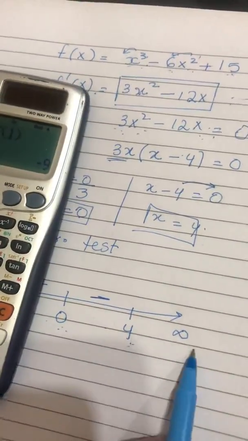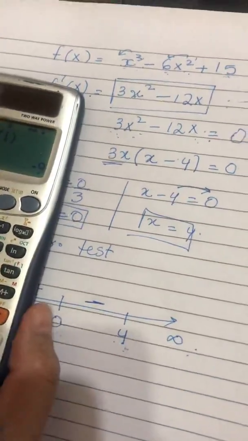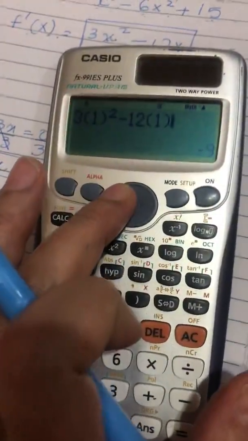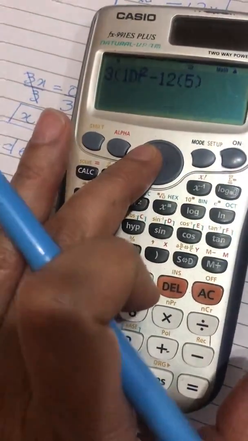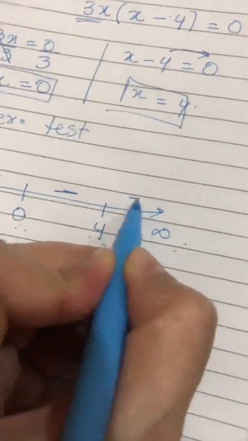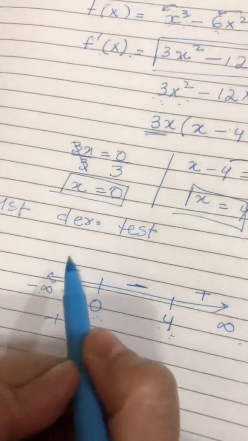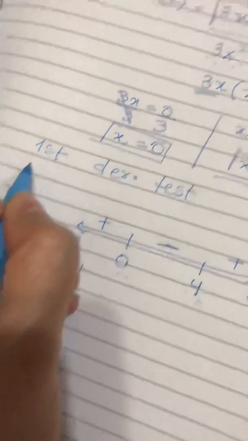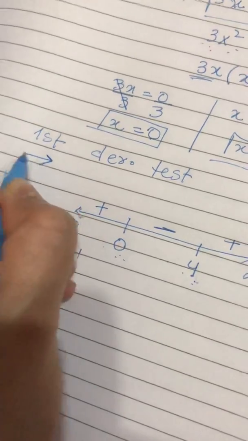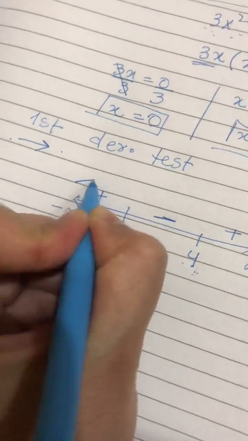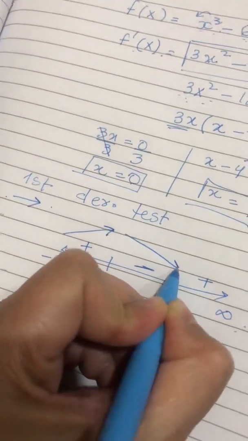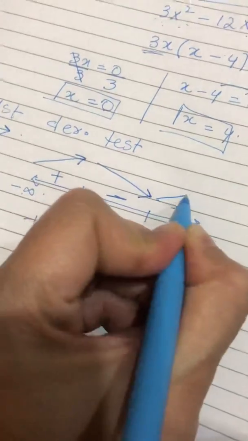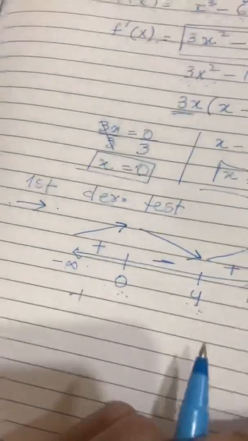Now, choose any number in the interval between 4 and infinity. I chose 5. I will put it in the first derivative to get the sign. So, I get positive 15, so I will write plus here. Now, as you know, in order to read the graph we always start from left to right. Plus means increasing interval and negative means decreasing interval. Again, positive means increasing interval.